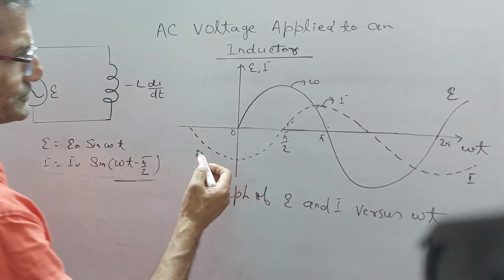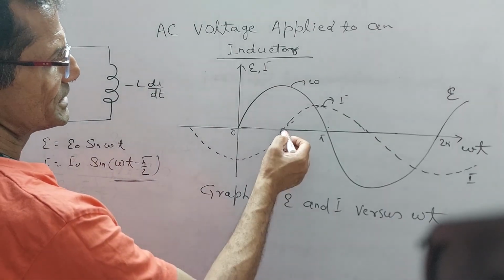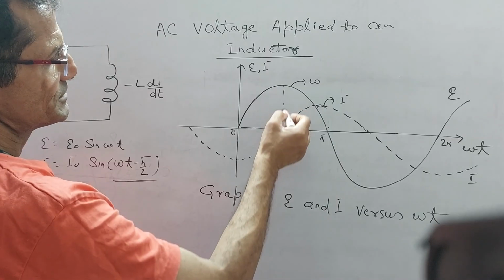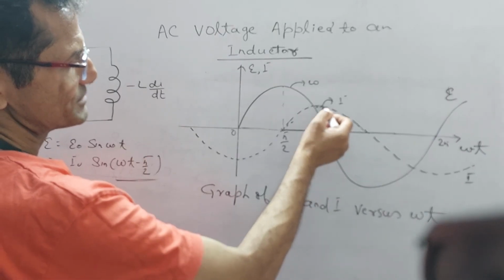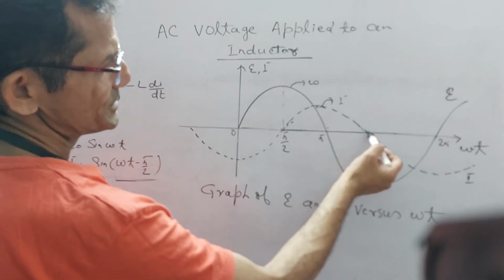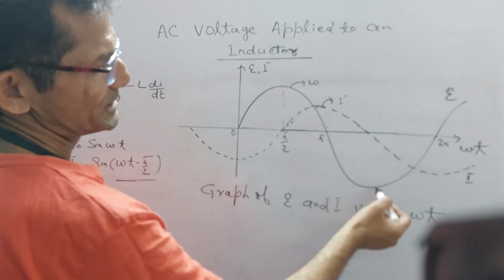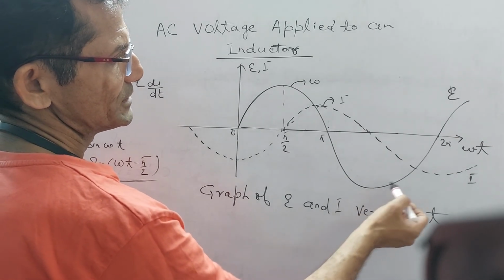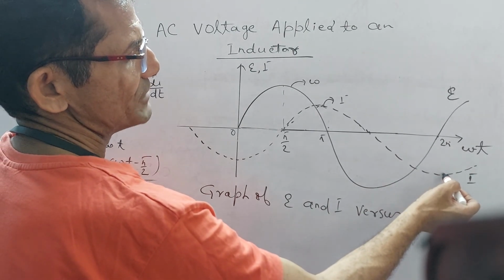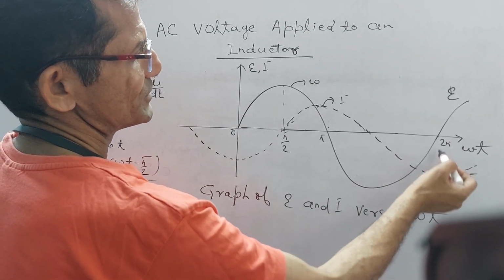Whenever the current is 0, the voltage is maximum, and when the voltage is 0, the current is maximum. When the current is 0, the voltage is maximum in the negative half. Same way, when the current is maximum in the negative half, the voltage becomes 0.